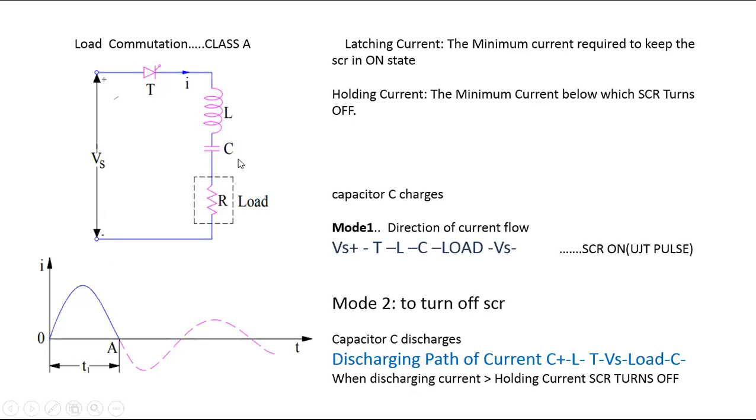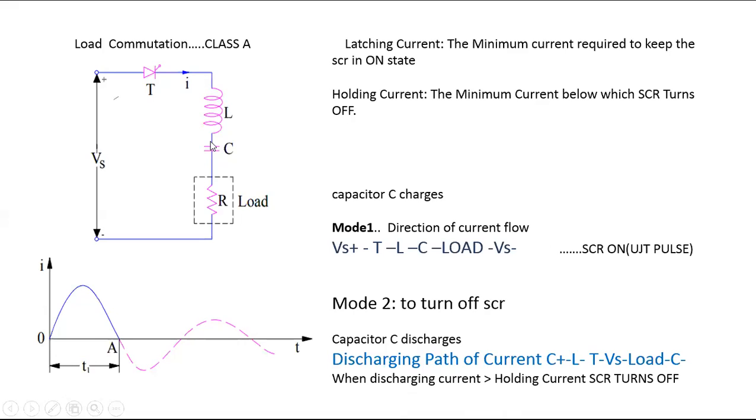Many people will get one doubt, sir. Current is entering the SCR cathode terminal, the SCR will turn off. When the SCR is off, it is open, no current can flow. That's why you must see this last point. What we have written: when the discharging current is greater than the holding current, the SCR turns off. So when the capacitor starts to discharge, the discharging current will be less than the holding current of the SCR. But the SCR will be off when the discharging current is greater than the holding current of the SCR.